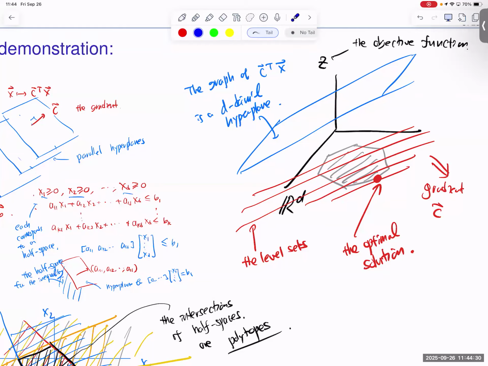Okay, either 0, 1, or infinite. The number of solutions.